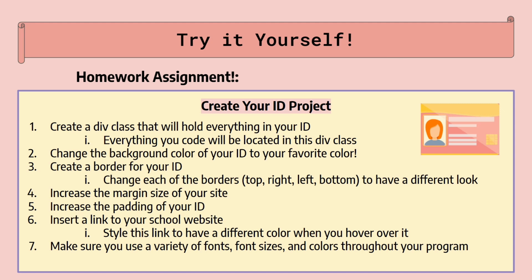Now that we've practiced these new CSS properties, it's time to practice by yourself. Your assignment for Lesson 4 is to complete the Create Your ID project. First, create a div class that will hold everything in your ID. Everything you code should be located in this div class. Next, change the background color of your ID to your favorite color. Then, create a border for your ID. For a challenge, change each of the borders to have a different look, whether it be its thickness, color, or style. Then increase the margin sizes and the padding of your ID.